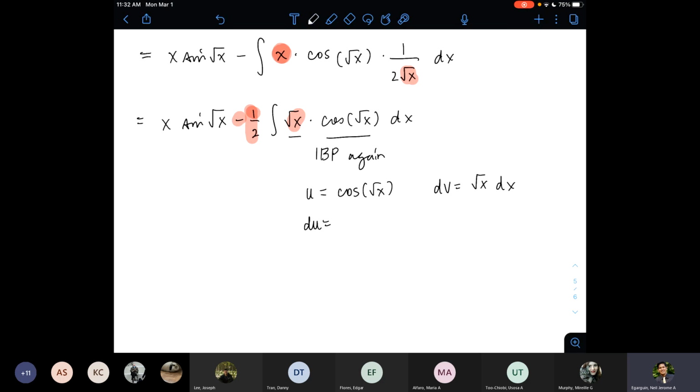So here du will be again 1 over, this will give me again a negative sign, root x. And then I'll have 2 root x in the denominator again, right? I apply the chain rule. And then here v would be, well, this is x to the 1/2 dx. I integrate, I'll get x to the 3/2 times 2/3.